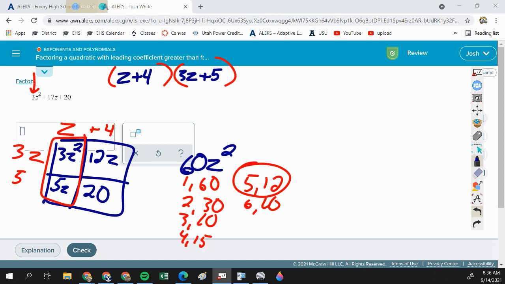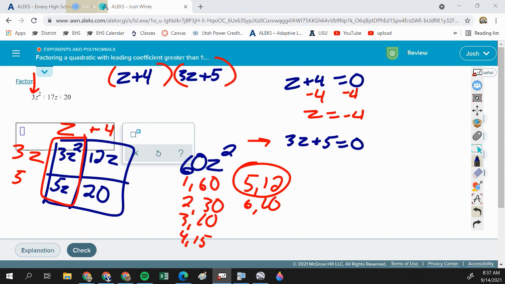And then you're done. But what if it asks you to find the roots? Then you would say z plus 4 equals 0 and 3z plus 5 equals 0. We're going to subtract 4 here. Z is negative 4. This one's a little bit harder. And then divide by 3. So z also equals negative 5/3. Okay.